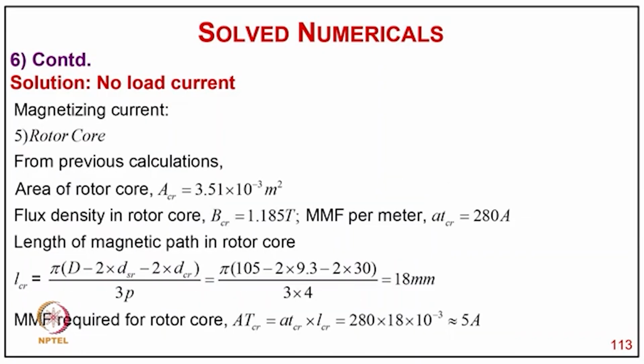Now coming to the calculation for the rotor core. From the previous calculation, the area of the core is ACR equal to 3.151 into 10 power minus 3 meter square. So the flux density in the rotor core is BCR equal to 1.185. The MF per meter, small ATCR, from the material property is 280 ampere. The length of the magnetic path in the rotor core is LCR equal to pi into D minus 2 SSR minus 2 GSR by 3P, 18 millimeter, and the MF required for this, total ATCR equal to small ATCR into LCR, putting values, is 5 ampere.